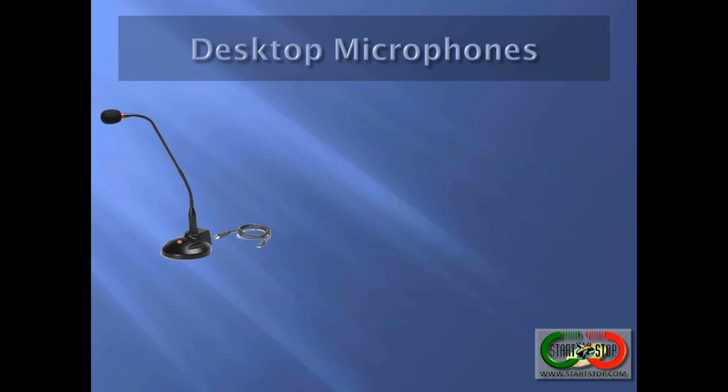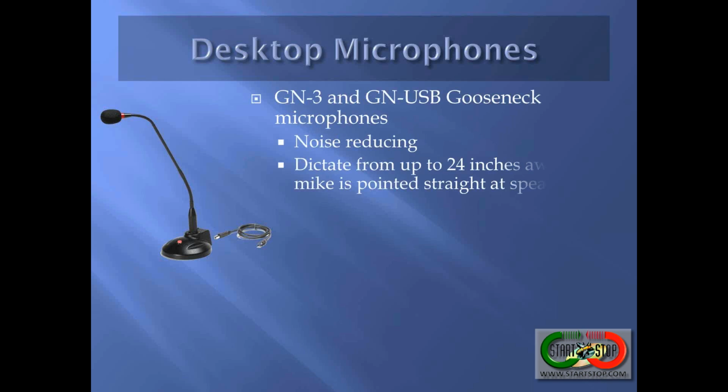Now we also have, as I mentioned, desktop microphones. These are the GN3 and the GN USB gooseneck microphones. You can dictate from up to 24 inches away as long as the microphone is pointed straight at the speaker. It is a very directional microphone, and so if you walk off to the side, it's going to lose you.